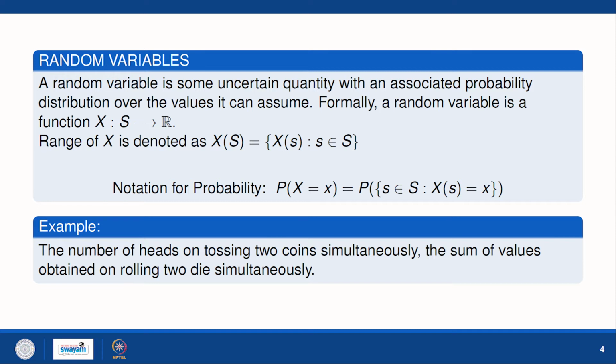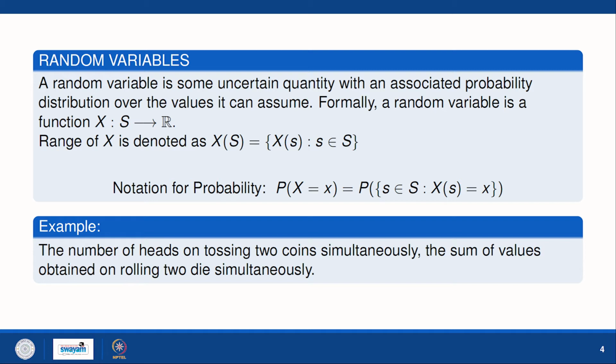Now, in terms of probability, P of X equal to small x is nothing but probability of all those s belonging to S where X(s) is equal to small x. Okay. So, that is how we can define our random variables in terms of probability. Now, let us discuss this with an example.